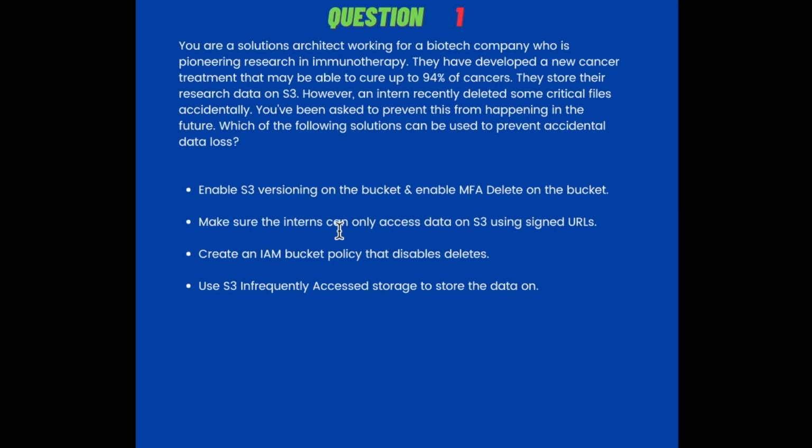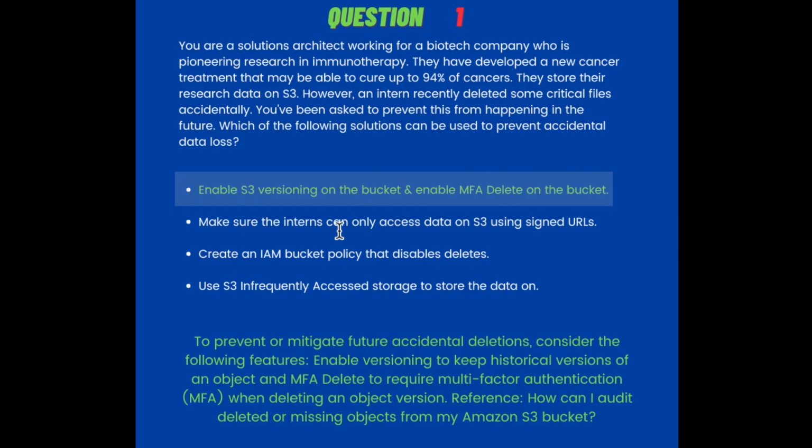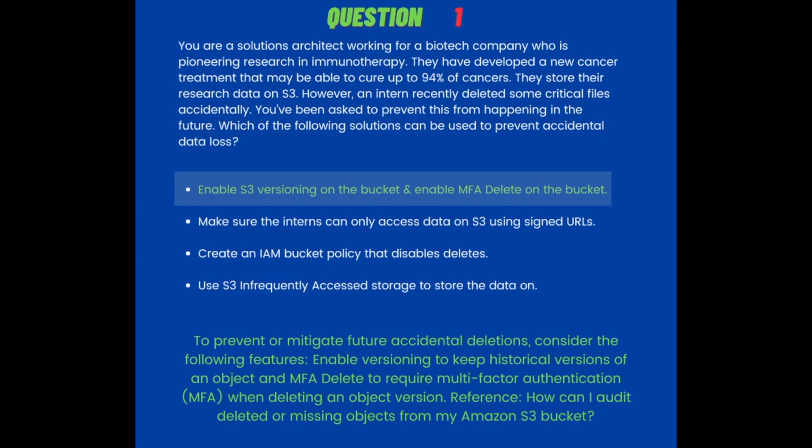So in my view, the answer is the first option, which is enable S3 versioning on the bucket and enable multi-factor authentication on the delete. To prevent or mitigate future accidental deletion, consider the following features. Enable versioning to keep historical versions of an object and MFA delete to require multi-factor authentication when deleting an object version. Let's look at question number 2 now.